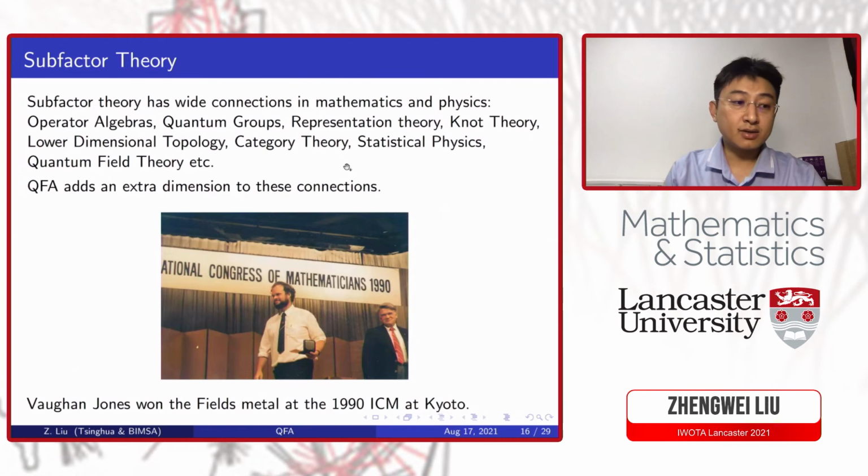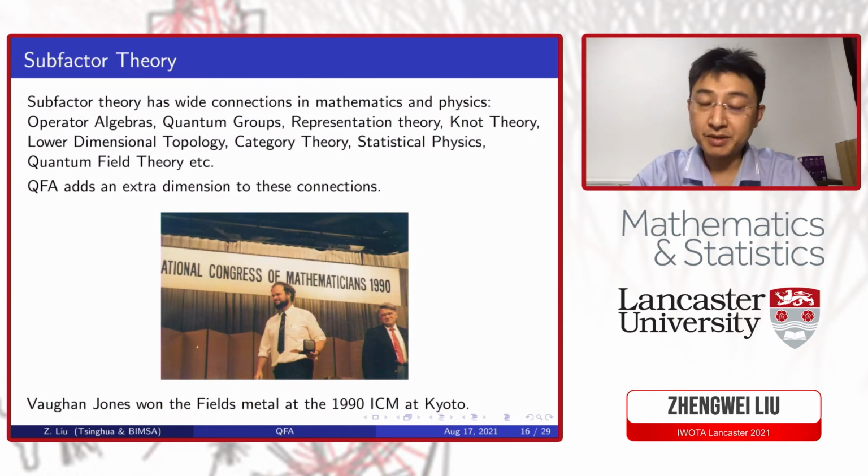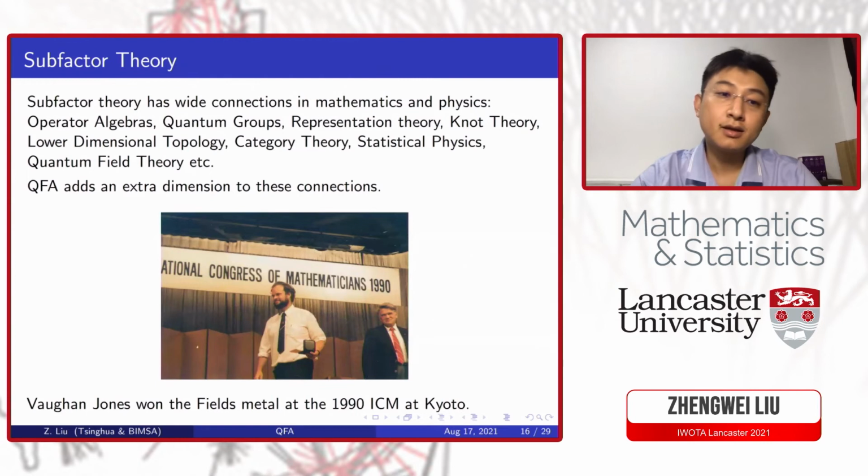Because subfactor theory has pretty wide connections in mathematics and physics: at the beginning operator algebra, and then quantum group representation theory. And the remarkable point is knot theory, where we get the Jones polynomial. And then later the lower dimensional topology, category theory, and some other topics in physics. And here we are adding one more dimension to this wide world.